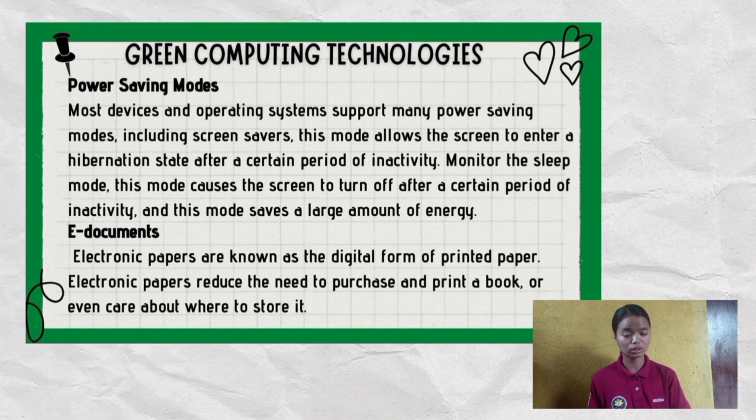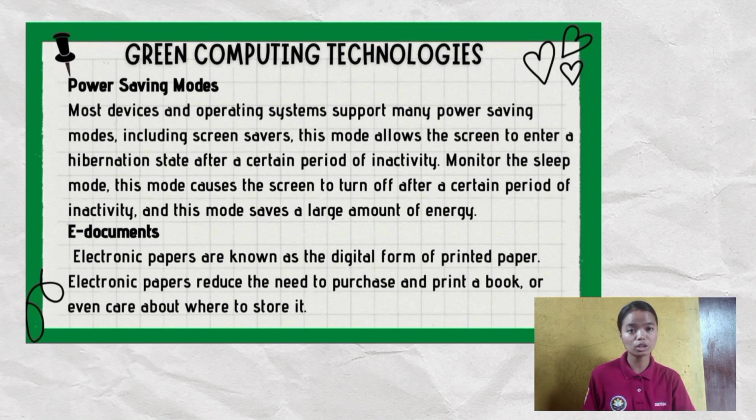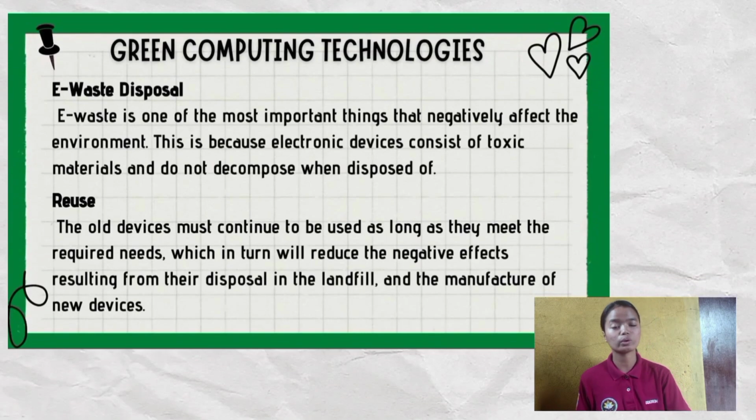So the next one is the e-document. Instead of using paper or printing, digital files and online collaboration tools can be used. E-documents mean less paper, less printing. So e-waste disposal. Every electronic device is composed of either hazardous or non-hazardous material, and it does not decompose when it is thrown in landfills. So this e-waste disposal is harmful to the environment. That's why the 3R, the reuse and recycle, is important.